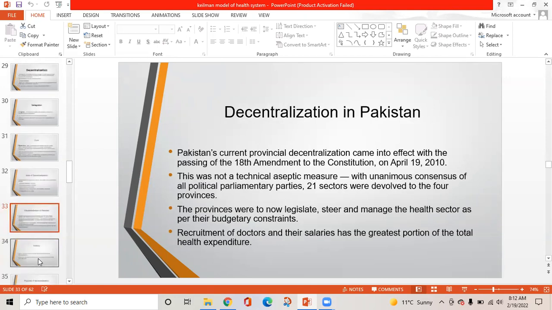Decentralization in Pakistan. Pakistan's current provincial decentralization came into effect with the passing of the 18th Amendment to the Constitution on April 19, 2010. This was not a technical, aseptic measure. With a unanimous consensus of all parliamentary political parties, 21 sectors were devolved to the four provinces. The provinces were to now legislate, steer, and manage the health sector as per their budgetary constraints. Recruitment of doctors and their salaries account for the greatest portion of total health expenditures.